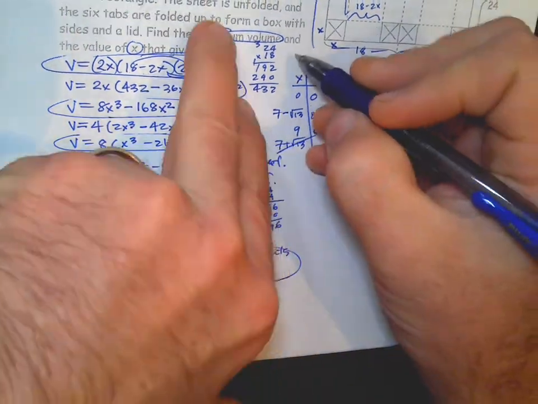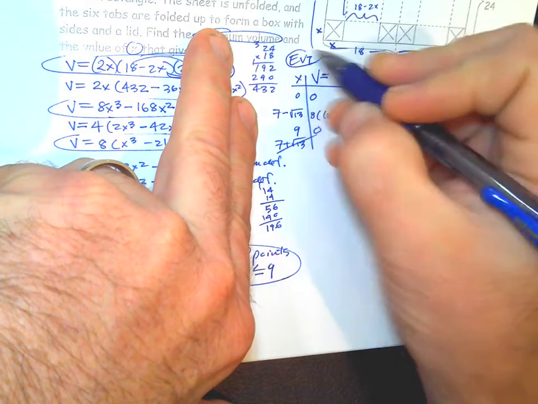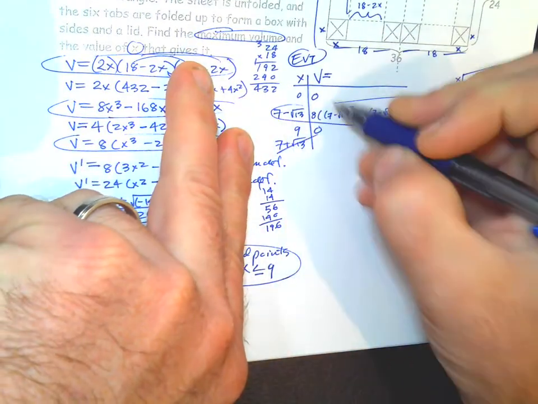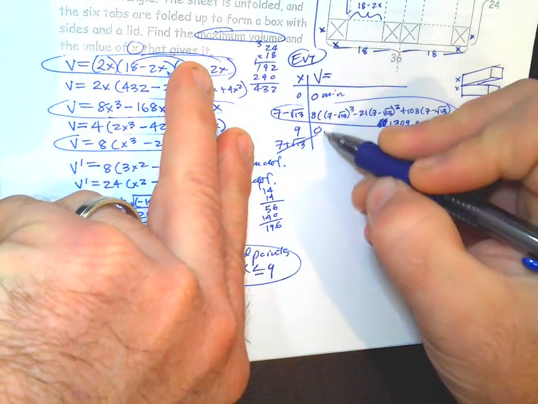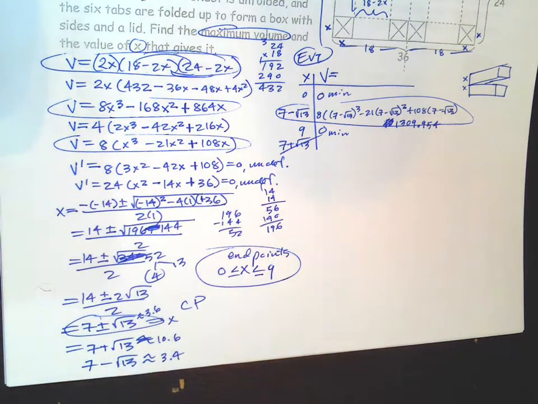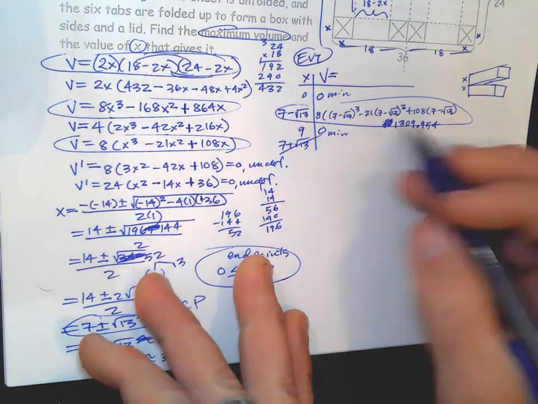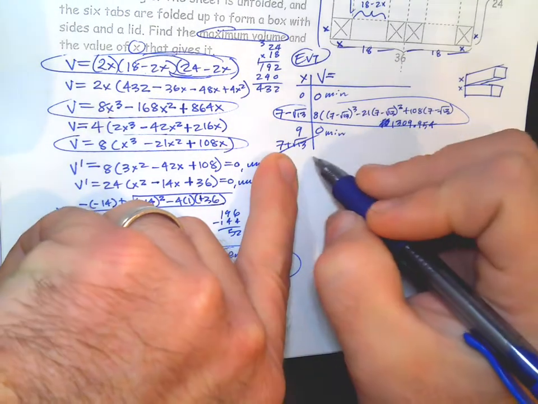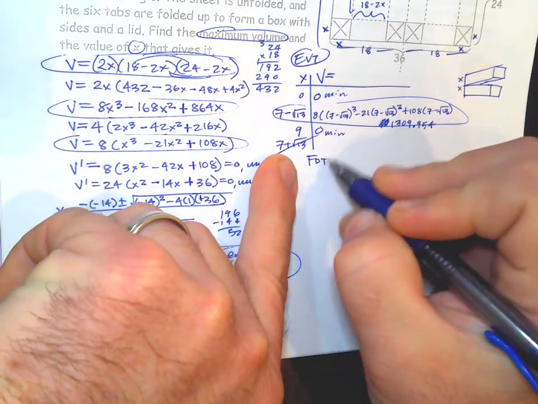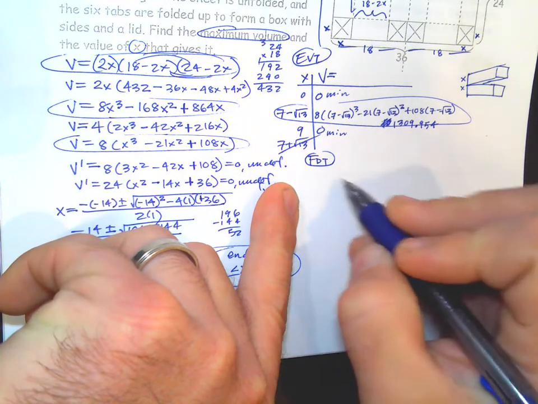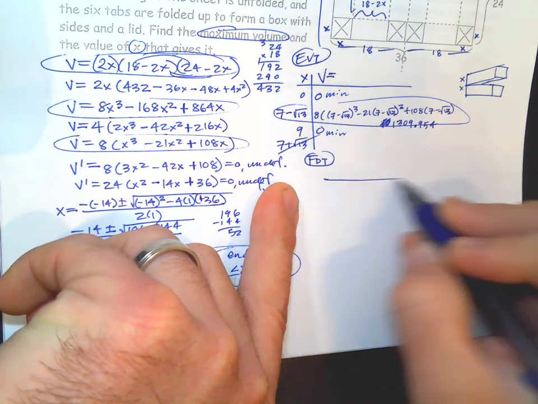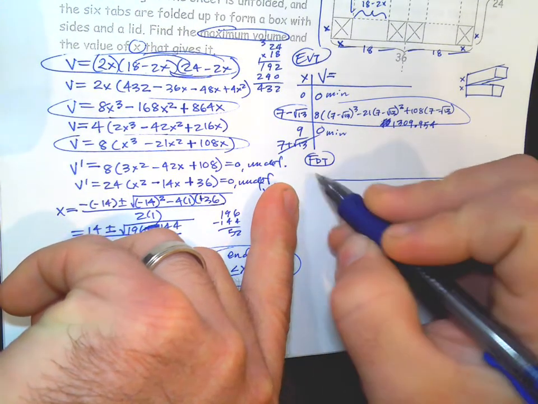So that's the max. So this is EVT. So that's your max. These are your mins, tied for the min. Minimum volume is 0. Now that was kind of challenging. So the other option is, what if I don't feel comfortable with that and I don't have a calculator? Well, we could try and use first derivative test, but it doesn't always work. Second, it's a lot harder to explain.